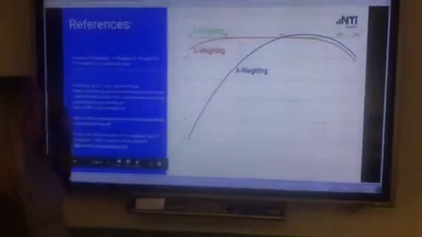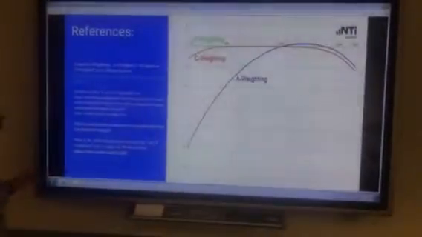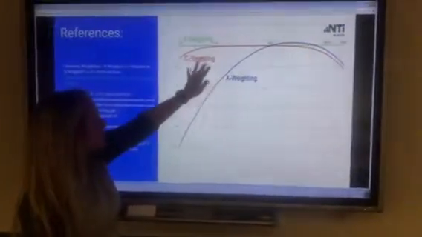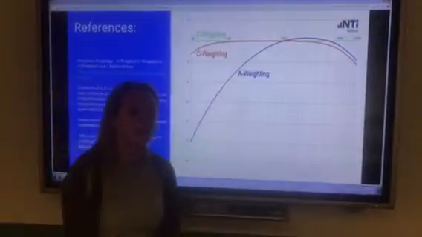And then these are our references. You can visit any of these sites if you have any other questions. And then this is just another graph representation of how A weighting and C weighting looks. There's also a Z weighting, but that's not important to us right now.